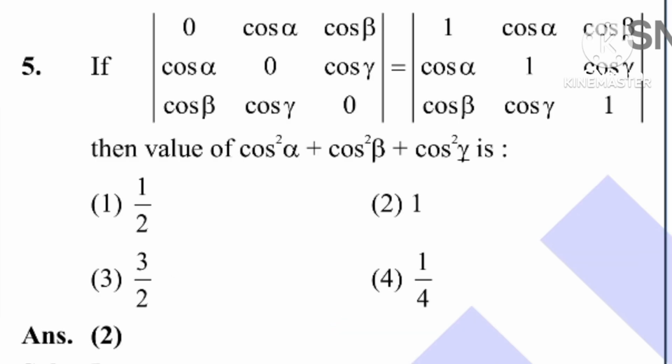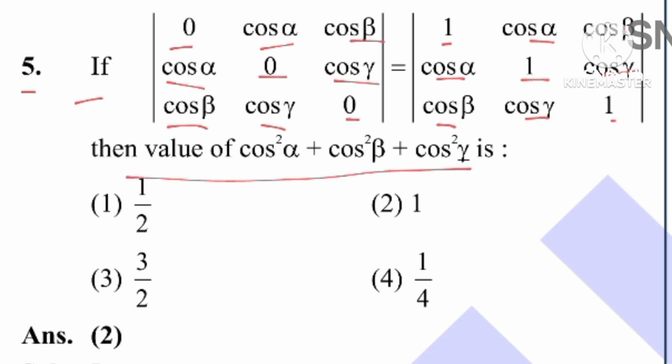Question number 5. If the determinant of the matrix [0, cos alpha, cos beta; cos alpha, 0, cos gamma; cos beta, cos gamma, 0] is equal to the determinant of [1, cos alpha, cos beta; cos alpha, 1, cos gamma; cos beta, cos gamma, 1], then the value of cos square alpha plus cos square beta plus cos square gamma is equal to.